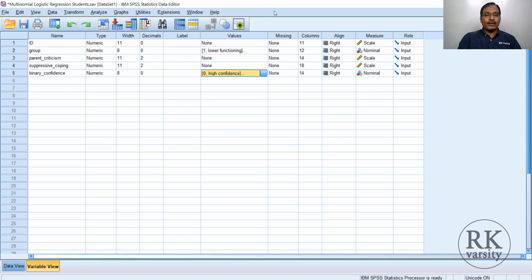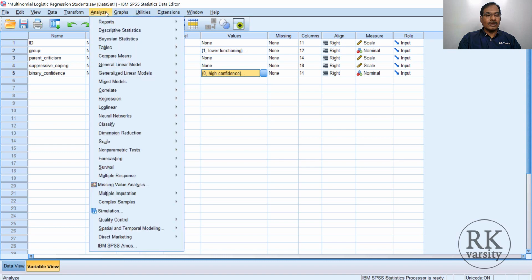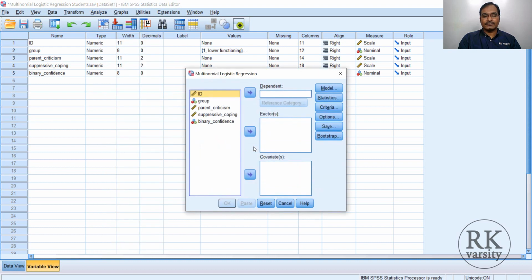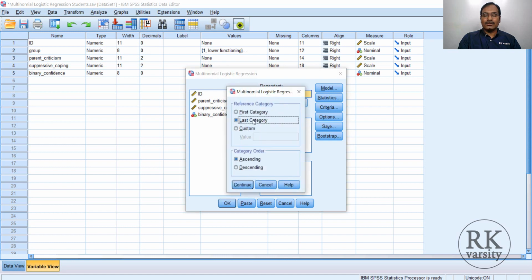Now to run a multinomial logistic regression, from the menu command, click on Analyze, then choose Regression. In Regression, select Multinomial Logistic Regression. And here choose your dependent variable, that is group. Send this to the dependent variable box. And here you have a reference category. We want to reference it with high functioning. That is the reason why the last category has been chosen. But if you want to go for low functioning, then go for the first category.